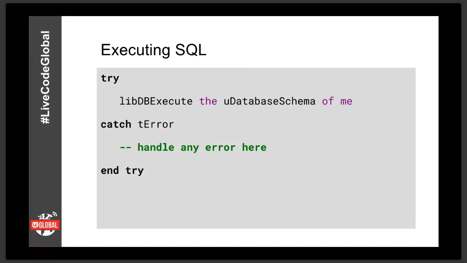So, for example, this is the first statement we executed in our little app, which was getting the uDatabaseSchema, a custom property of the stack containing the schema of our database, which is create table notes. That was the first thing we did. We ran libdb execute, created our database, pre-populated it, and then we handle any error there.